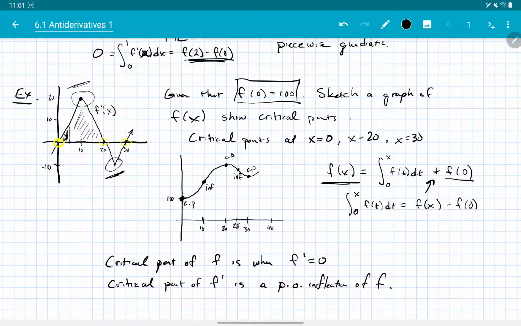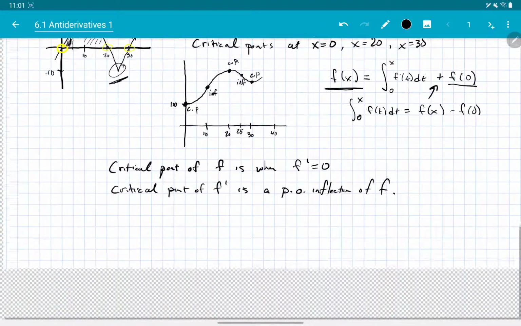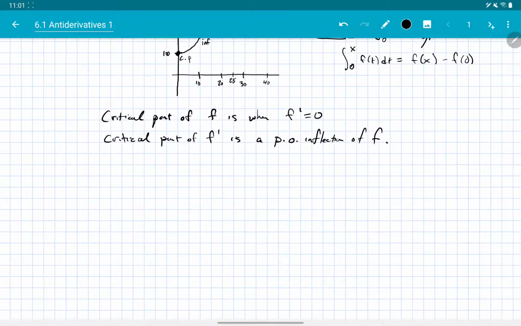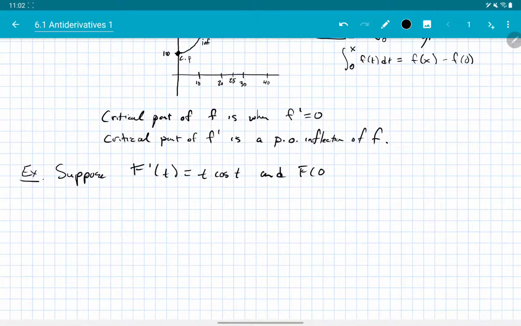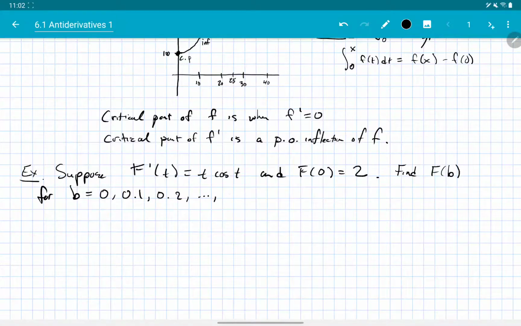Okay, so let's take a look at one more problem here. I know this is getting a little long. I apologize. Here we're going to do, suppose that f prime of t is equal to t cosine of t, and f of 0 is equal to 2. Let's find f of b for b equaling 0, 0.1, 0.2, all the way to 1.0.